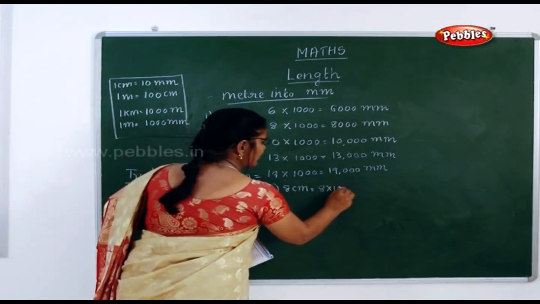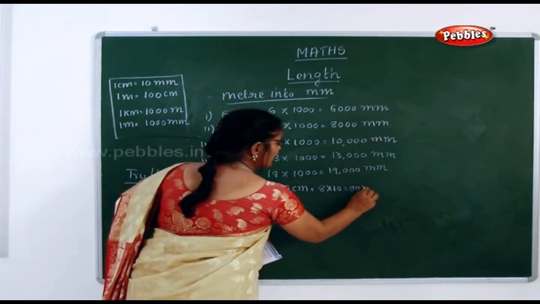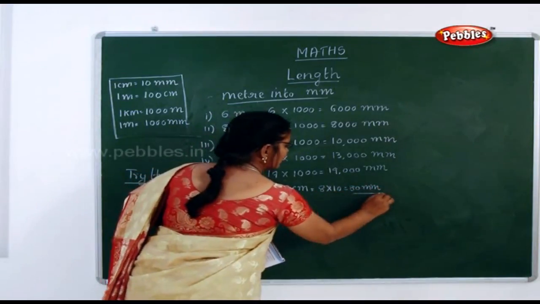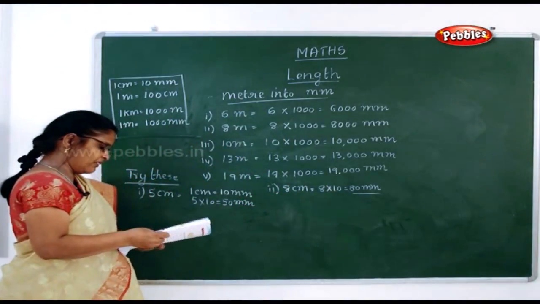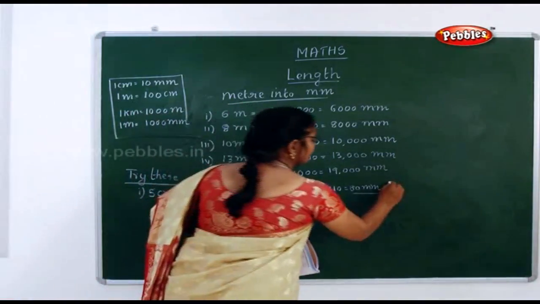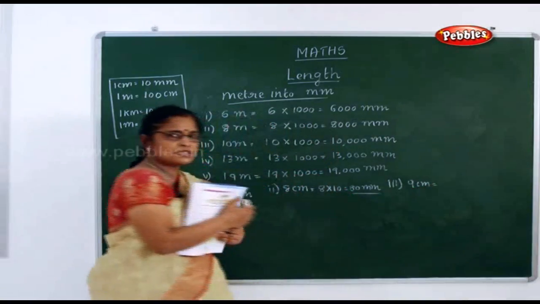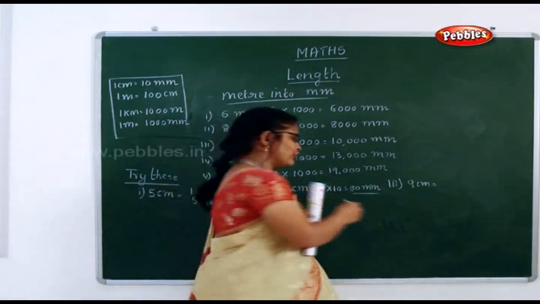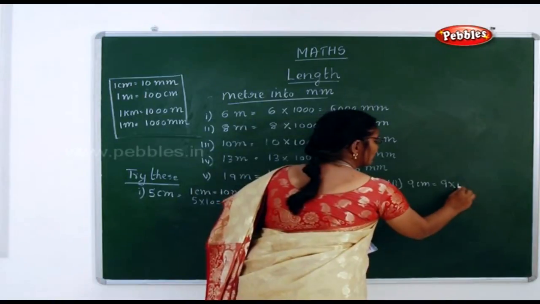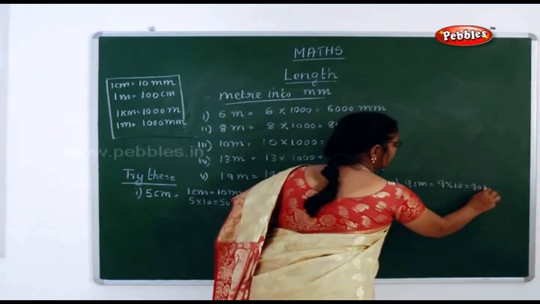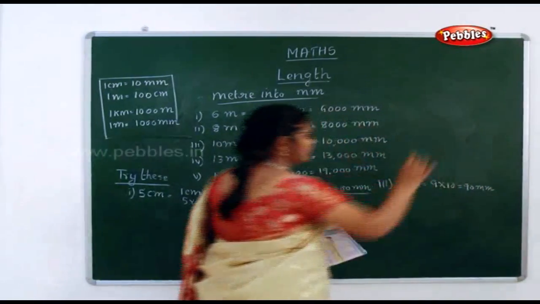8 into 10 is equal to 80 millimeter. Now what is the third sum they have given? 9 centimeter. Now how will you do this 9 centimeter? You have to do 9 into 10 is equal to 90 millimeter.